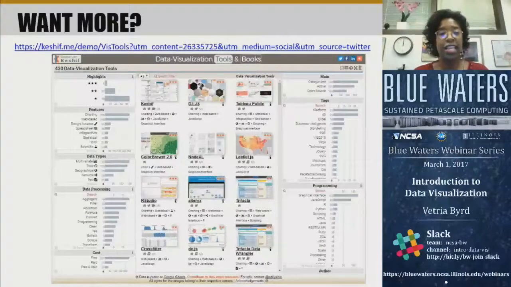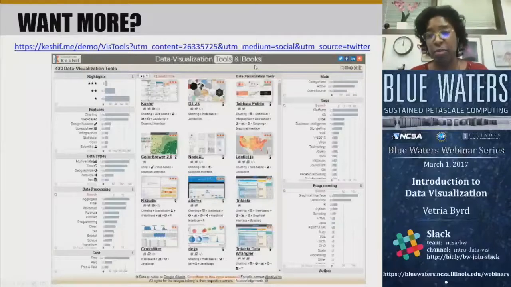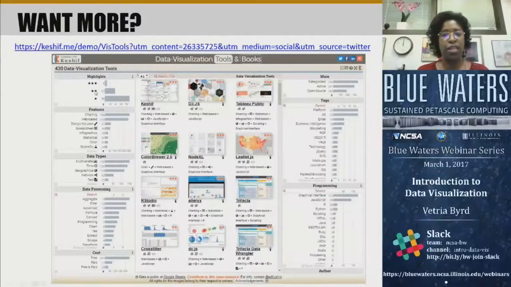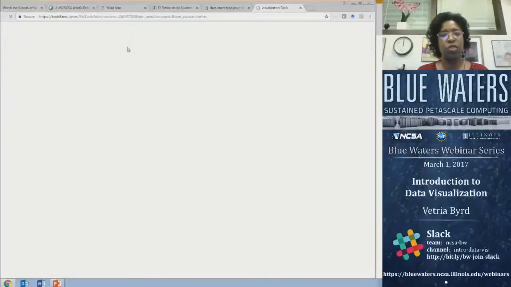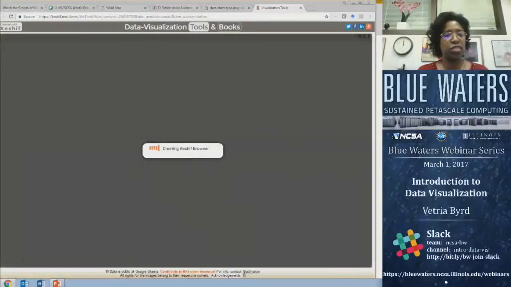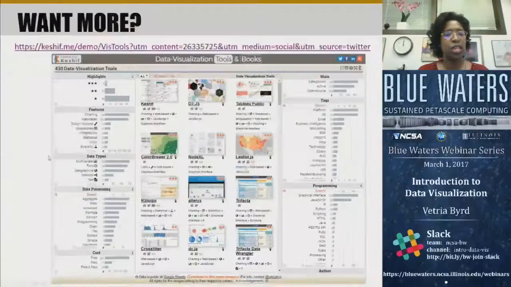This is a link if you want more. Sometimes it can be a bit overwhelming if you're new to data visualization. But if you're looking for different types of tools, someone asked about BioViz tools. If you go to this site, it has over 430 data visualization tools and books. So be aware that it can be a bit overwhelming. But if you hover over any of the links there, it will give you some suggestions as to what you might want to take a look at.